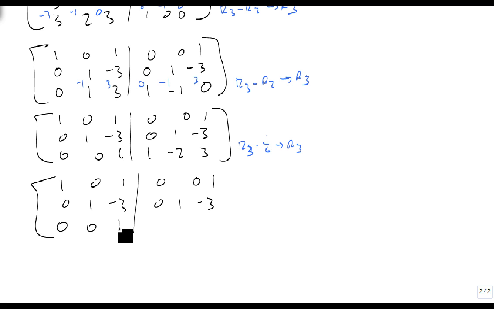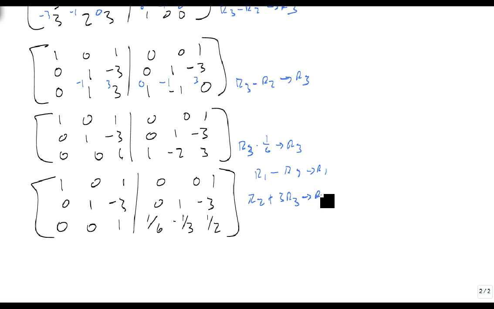We get 0, 0, 1, 1 sixth minus 2 sixth, which is minus 1 third, and 1 half, because we get 3 sixths. Well, now I have to zero out these values. So we're going to get row 1 minus row 3 stored in row 1. And we're going to get row 2 plus 3 row 3 stored in row 2.